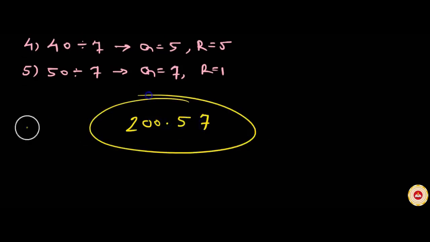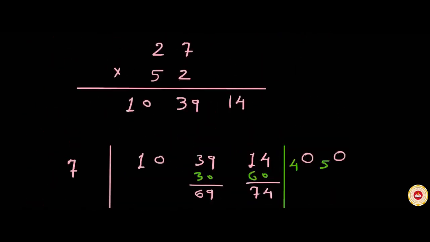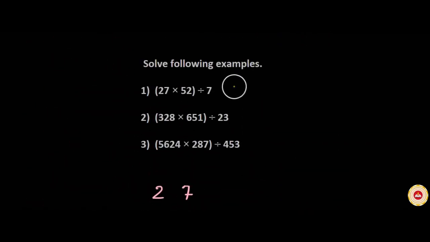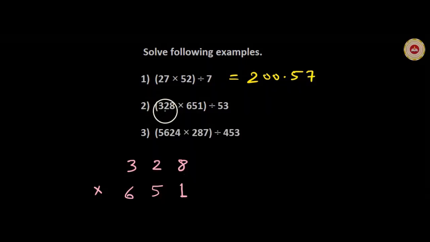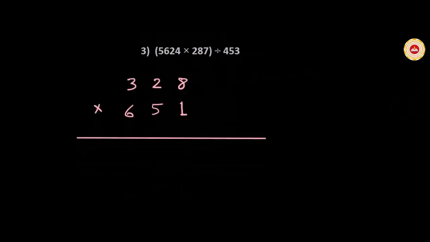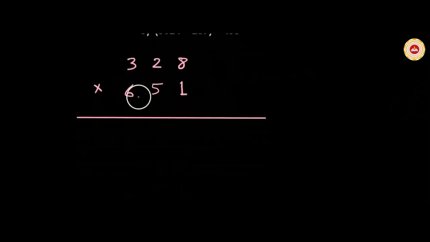200.57. This is quotient. Okay, so let us write quotient here. 200.57. Second example: 328 multiplied by 651 divided by 53. So let us first multiply these two given numbers by using Urdhva-Tiryak multiplication.